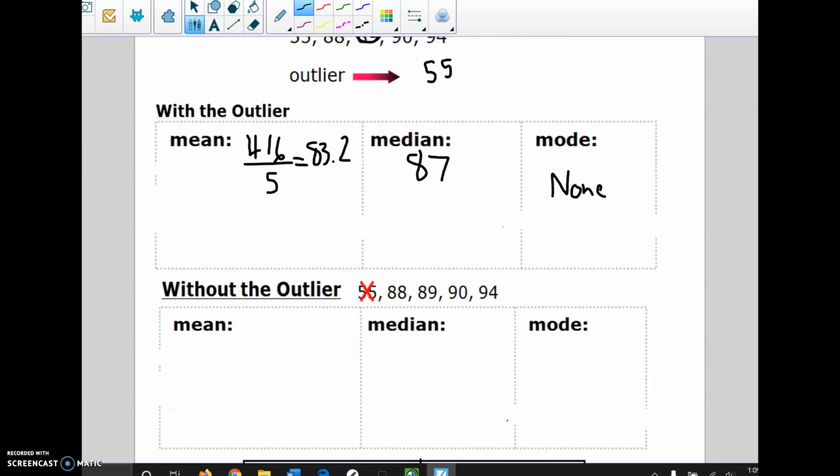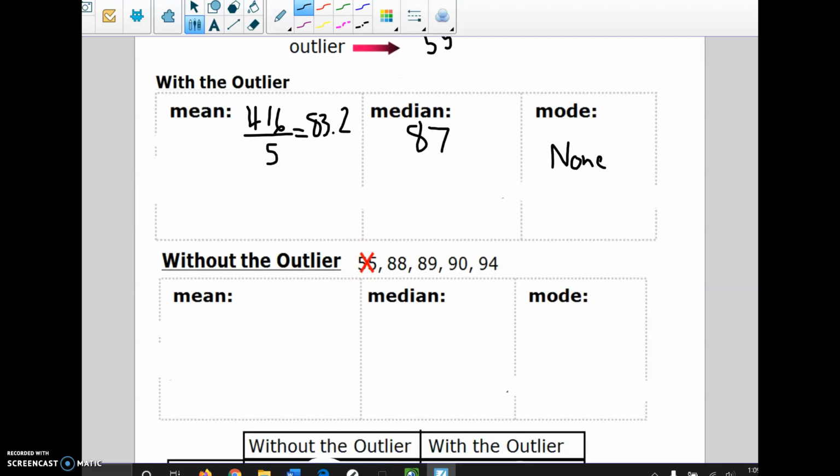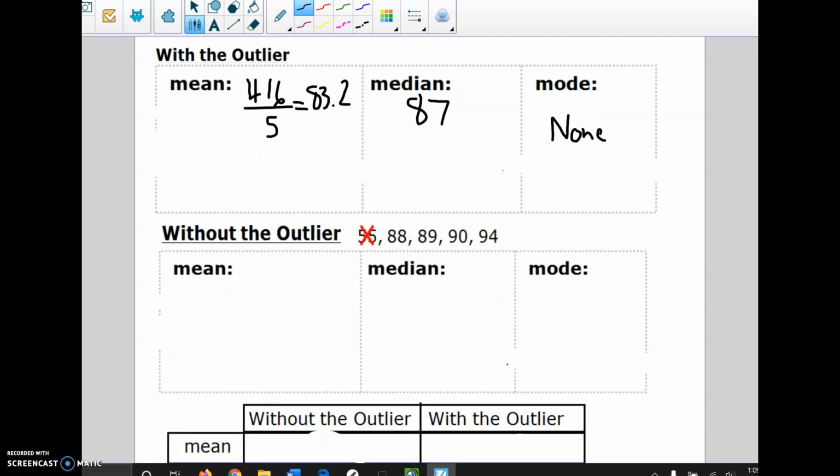Now what I'm going to do is take that outlier out and see how that affects these numbers. So now I'm not going to use 55. No more. Now I'm going to find the mean. So I'll add up 88 plus 89 plus 90 plus 94. So that's 361. And I'm going to divide that by 4 because now I only have 4 numbers. I took out one of them, the outlier. That would be 90.25.